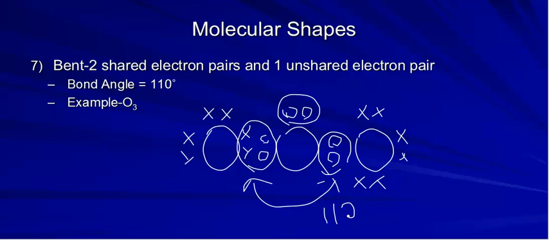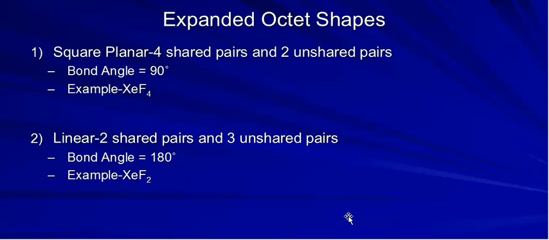Okay, so those are the 7 shapes that more or less follow the octet rule. But there are expanded octet shapes as well, where the central atom can have more than 8 valence electrons. Example, number 1, square planar, XeF4.